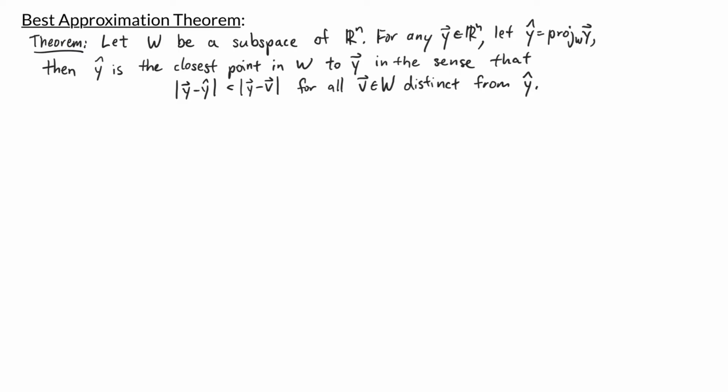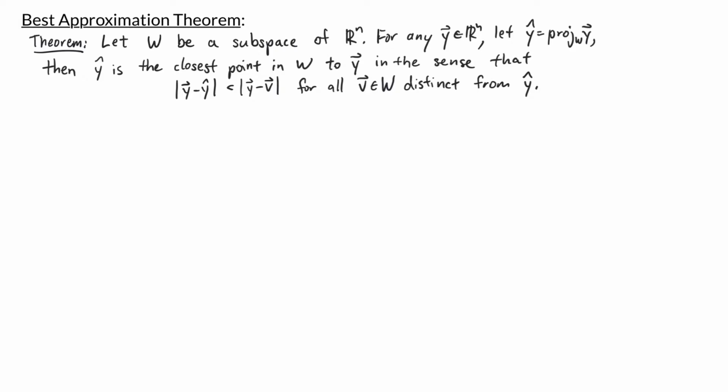In this video, we're going to look at the best approximation theorem, which states the following. Let W be a subspace of Rn. For any vector y in Rn, let y hat be the projection of y onto W. Then y hat is the closest point in W to the vector y, in the sense that the distance between y and y hat is less than the distance between y and the vector v for all vectors v in W distinct from y hat.